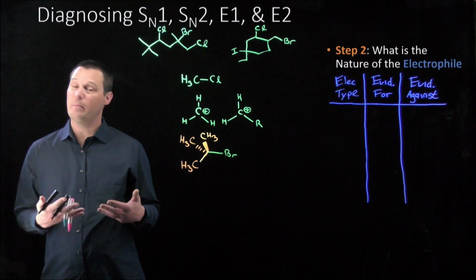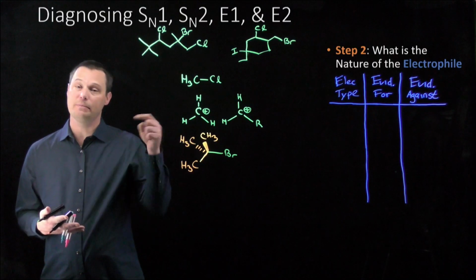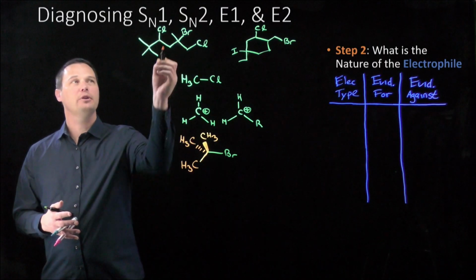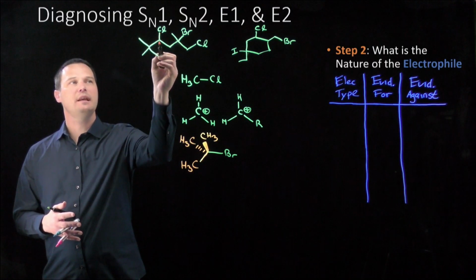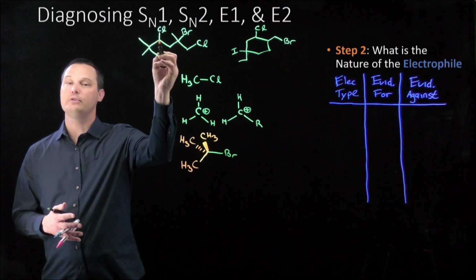This isn't a video about degrees of substitution. If you'd like a refresher, I have that video linked down below. In short, the degree of substitution of a leaving group is the same as the degree of substitution of the carbon to which it is attached.